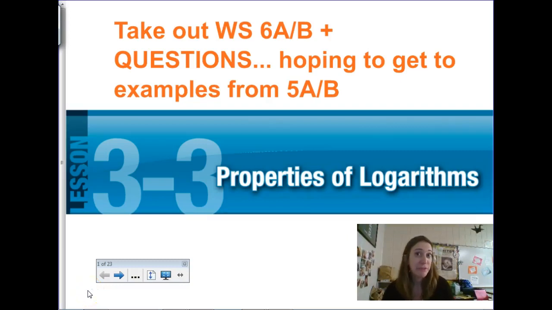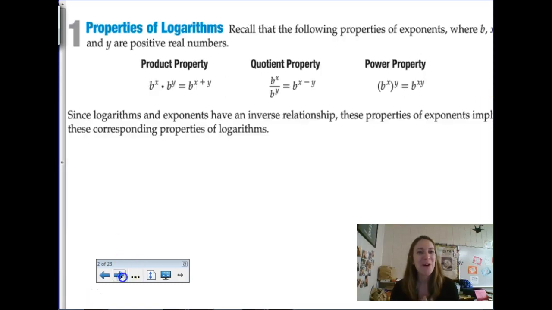Lesson 3.3 for PreCalc is going to discuss all the properties of logarithms, and this is actually one of my favorite lessons, so I'm really excited for this one. A little bit of review from Algebra 2. We're just going to take them to a more extreme level here in PreCalc, so you're going to see a lot of the same properties.